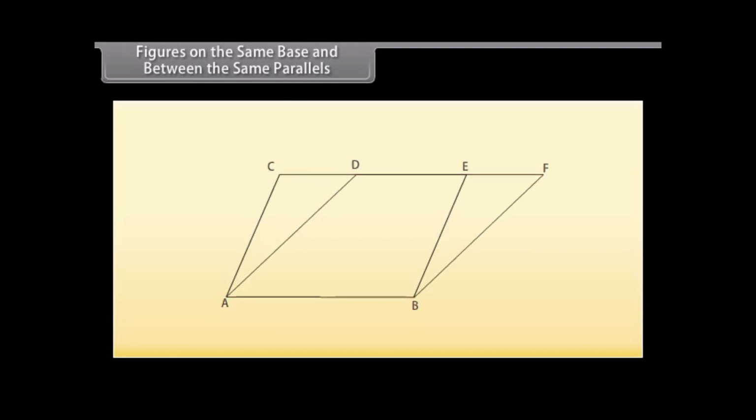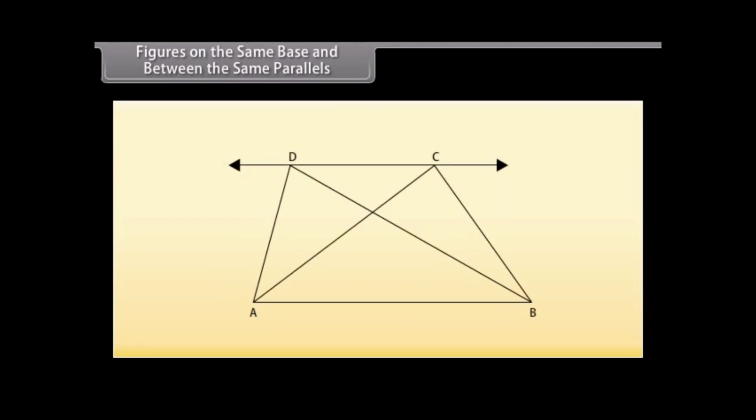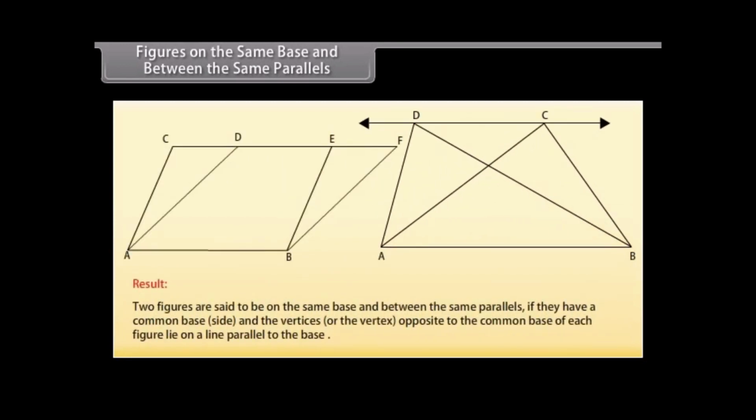and CF. Similarly, in this figure, the triangles ADB and ACB both lie on the same base AB and between the same parallels AB and DC. So we can say that the two figures are said to be on the same base and between the same parallels if they have a common base side and the vertices or the vertex opposite to the common base of each figure lie on a line parallel to the base.